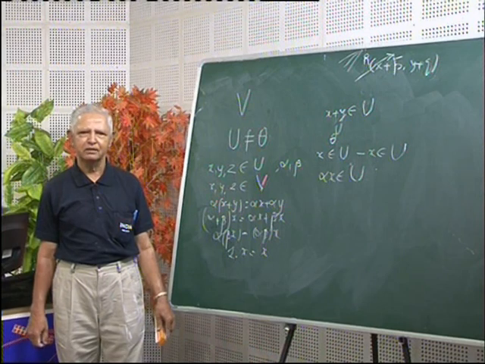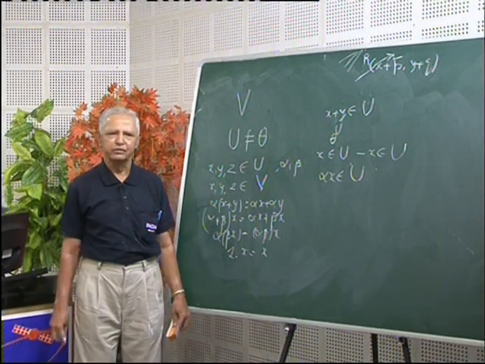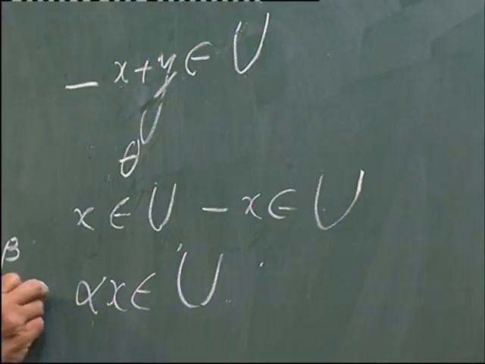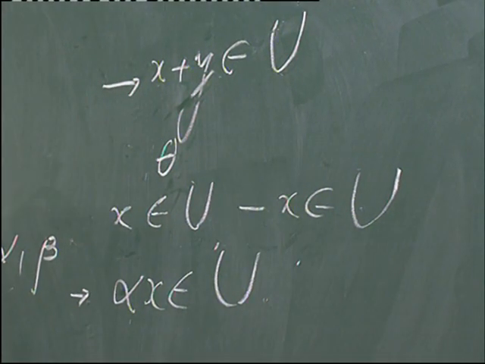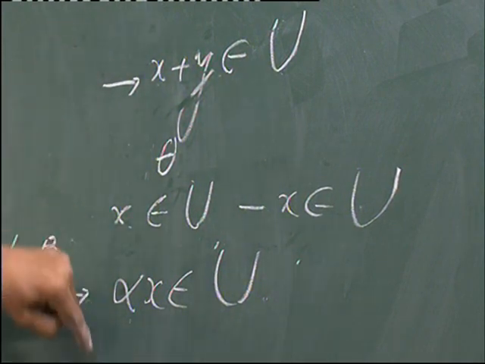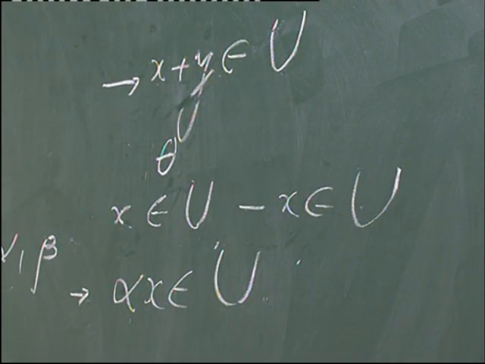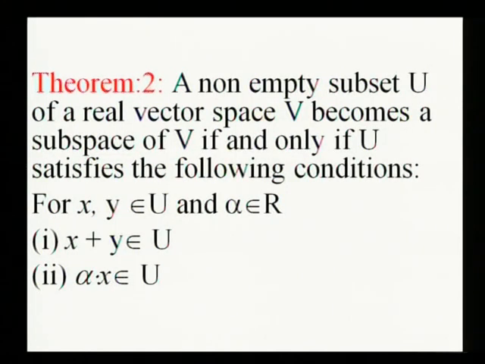And it is very interesting to know that we have to check only 2 properties, because we can derive the other 2 properties from the first and last properties. That is our theorem 2. A non-empty subset U of a real vector space V becomes a subspace of V if and only if U satisfies the following conditions: for x, y belonging to U and alpha belonging to R, x plus y belongs to U and alpha x also belongs to U.